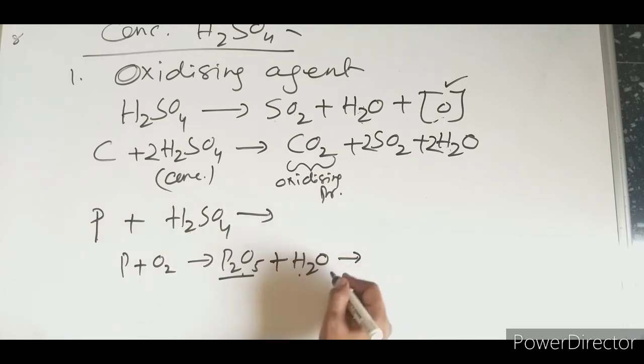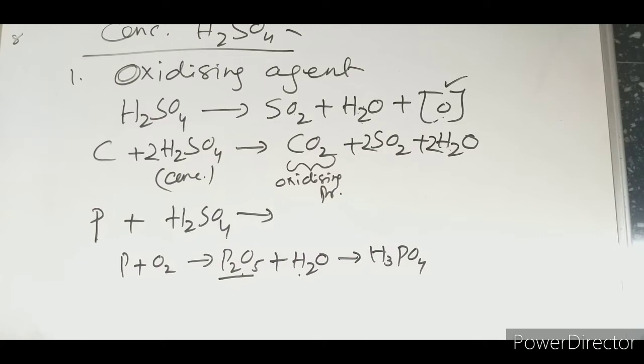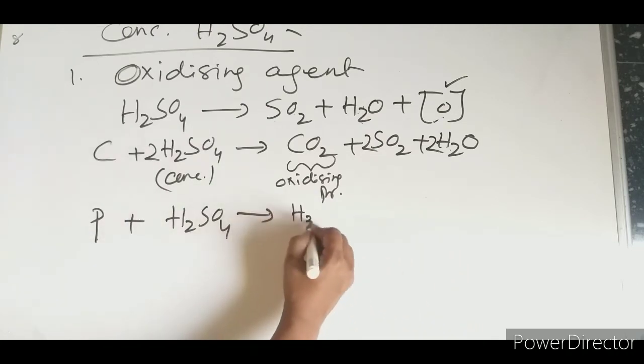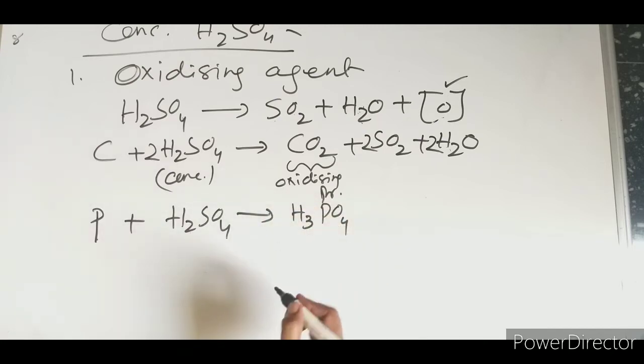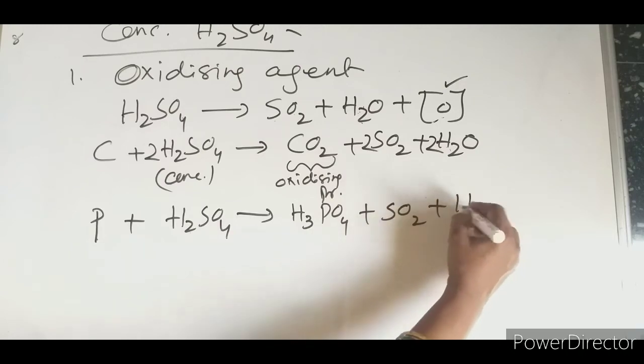So what will be the product? Here H3PO4, it is an acid. But we know this P2O5 is the acid anhydride of H3PO4. Okay, so what will be the product we will write here? We will write phosphoric acid as the product. H3PO4 is the product. Along with that, the same thing, sulfur dioxide will be there and the water part also there.